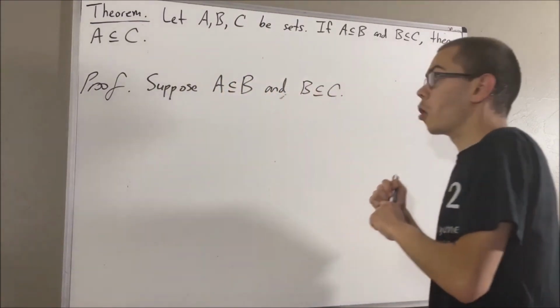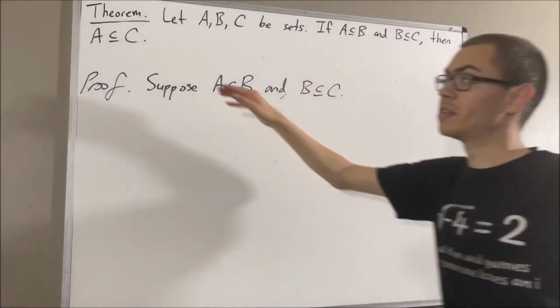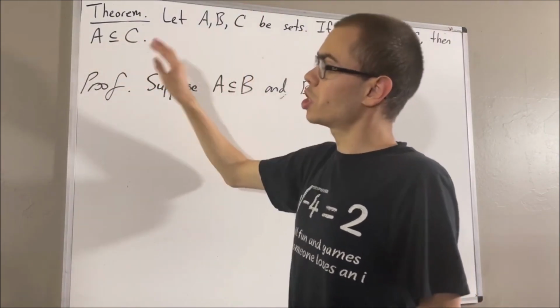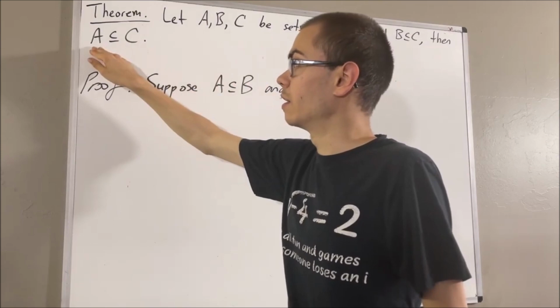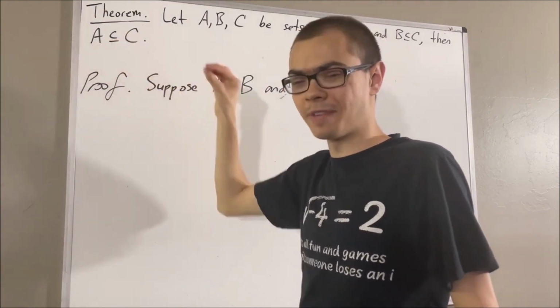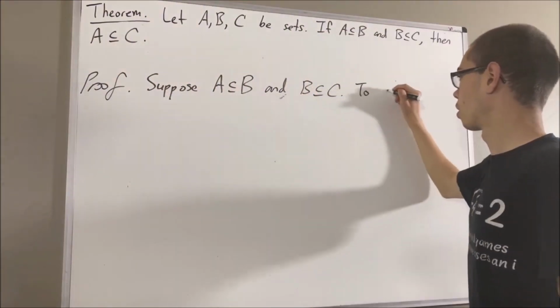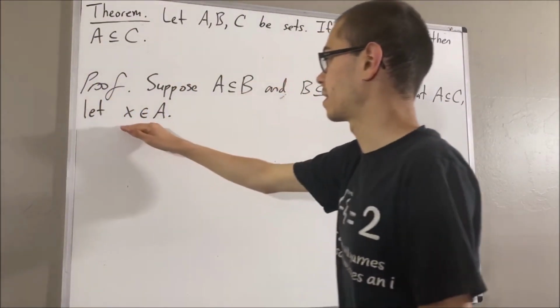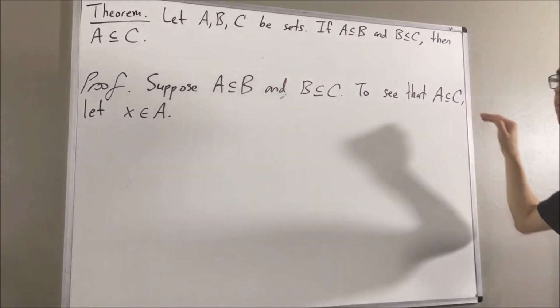From here, our whole goal is to then show that A is a subset of C. In other words, we want to show that every element of A is also an element of C. So give me an arbitrary element of A. I'll call it X. And we want to show that X must then lie in C.